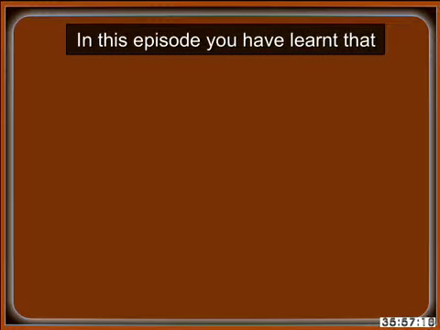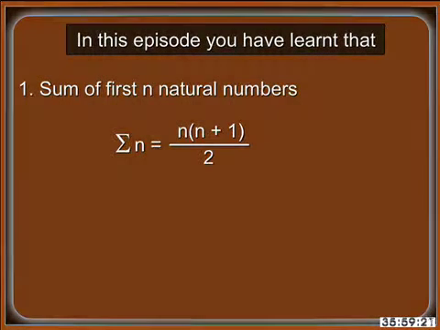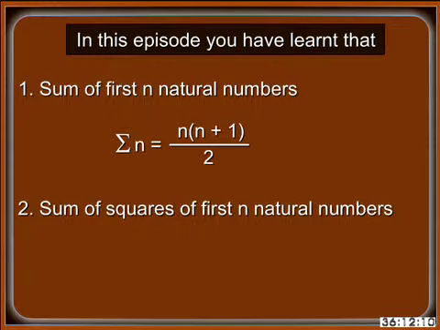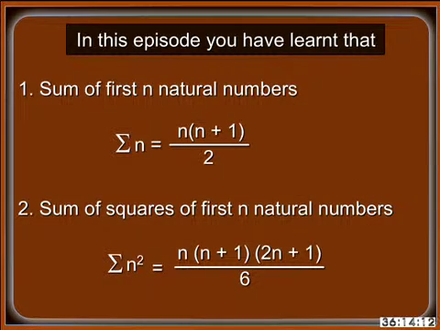In this episode, you have learned that the sum of first n natural numbers, that is summation n, is equal to n(n+1)/2. Sum of squares of first n natural numbers, that is summation n square, is equal to n(n+1)(2n+1)/6.